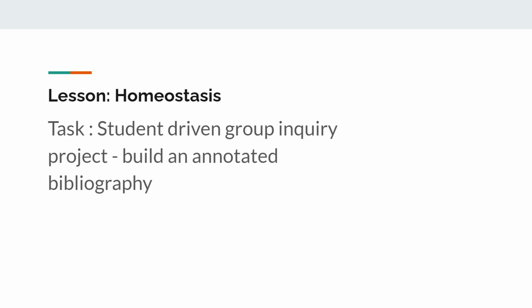For example, they might do heart rate and caffeine. You would need to find an article and then annotate it on the summary and how it relates to heart rate and caffeine inquiry.